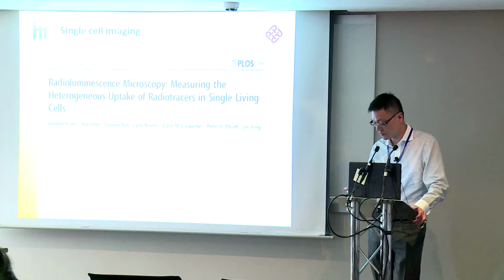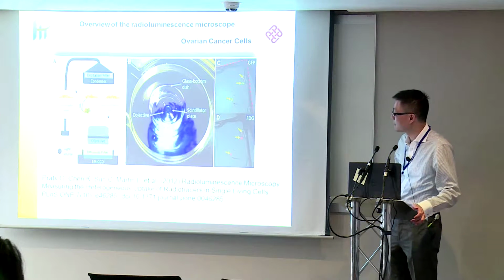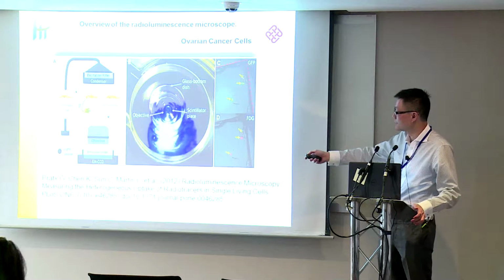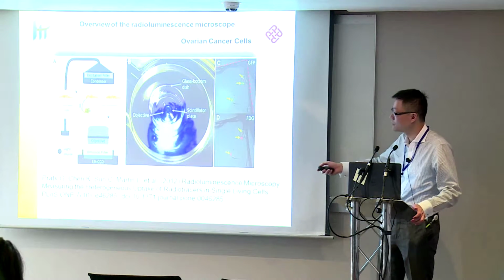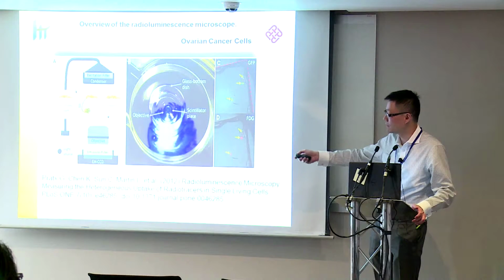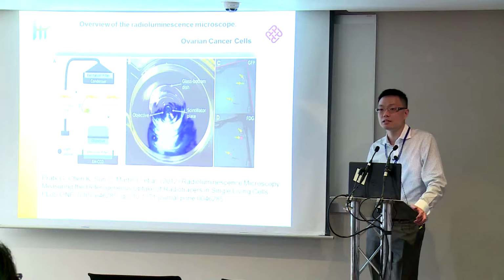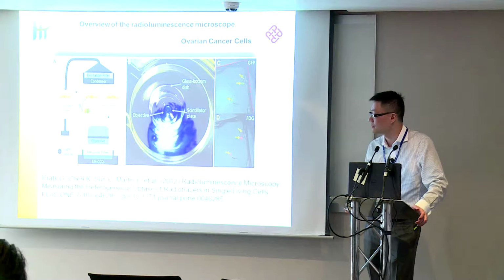They make use of radio tracers, and this is the design of the system at Stanford University. They use a scintillator plane, which is pasted under the culture medium, and then these are the cells. They inject the radio tracer into the medium, and then the cells take up the radio tracer. For FDG, they use fluorodeoxyglucose as the radio tracer.